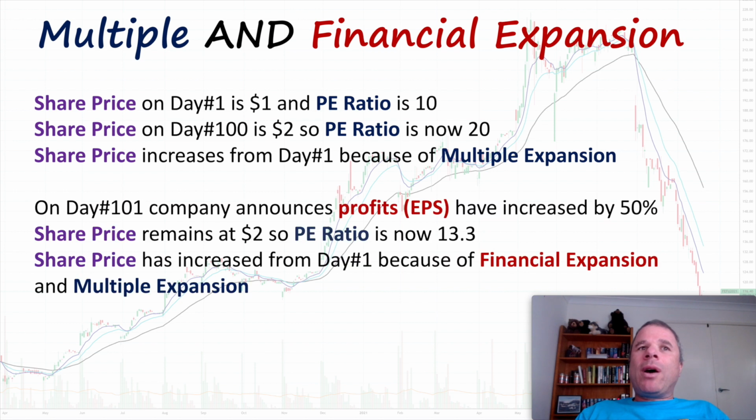But then on day 101, the company announces that the profits and earnings per share have increased by 50%. Now, if the share price remains at $2, that means the P/E ratio is now 13.3. So the P/E ratio has increased from day one from 10 to 13.3, and the earnings per share have increased by 50%. So both the earnings and the P/E ratio have both increased. So that is financial and multiple expansion.